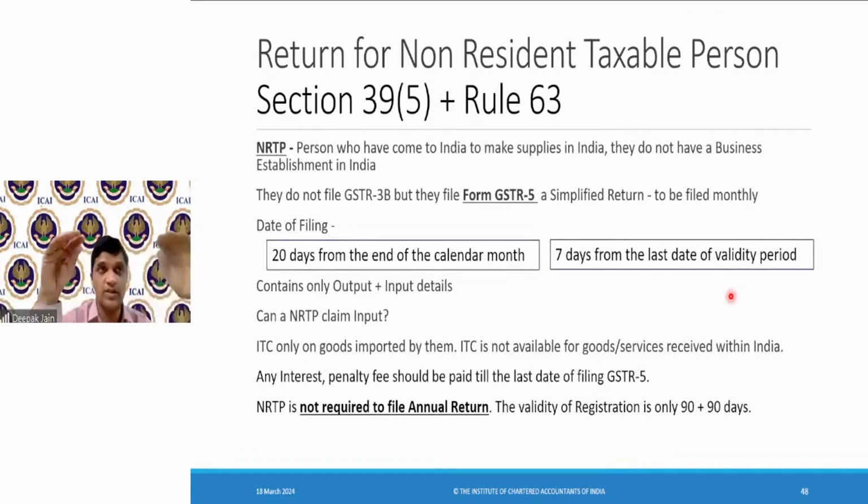Now to understand the difference, a casual taxable person is in India. He can claim all his credits. So he will file regular GSTR 1 and 3B. But a non-resident taxable person is not entitled to claim all his credit, right? So he can claim only limited credits, correct? In your input tax credit chapter, you would have learned this. What all credits can an NRTP claim?